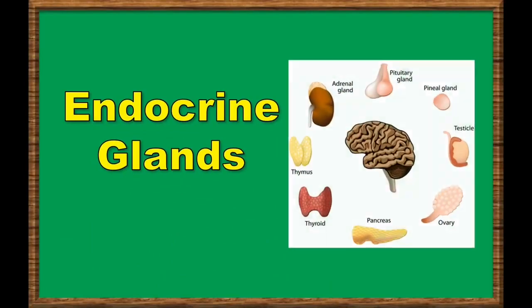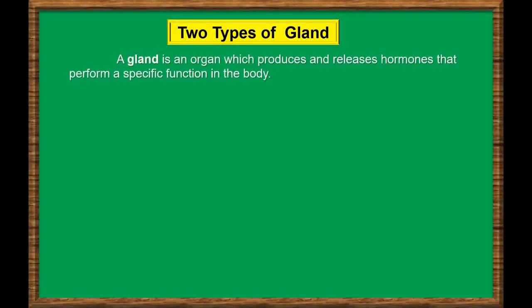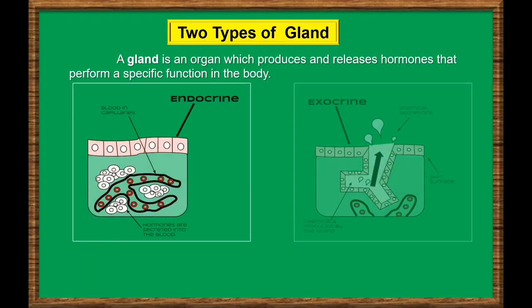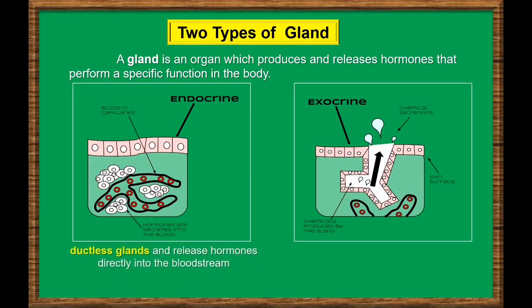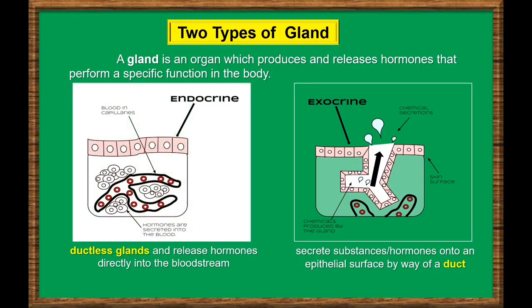Let's learn about endocrine glands. A gland is an organ which produces and releases substances that perform a specific function in the body. There are two types of glands: endocrine glands and exocrine glands. The endocrine glands are ductless glands and release hormones directly into the bloodstream, while the exocrine glands secrete substances onto an epithelial surface by way of a duct. For this lesson, let's focus on endocrine glands.